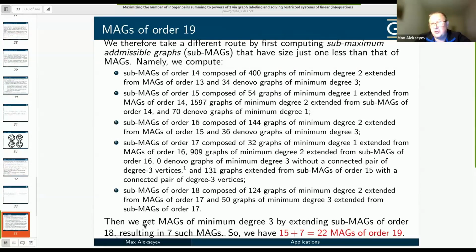Instead, I took a different route. A different route in this case is making a step down from max to what I call submax. Submax are graphs of size 1 less than the maximum possible. And therefore, in order to get max of order 19, I constructed submax of all orders up to 18. So here is the explanation of how it is done. A bit of computational work here, but eventually I was able to get 7 de novo max, and therefore the total number of max of order 19 is 22.